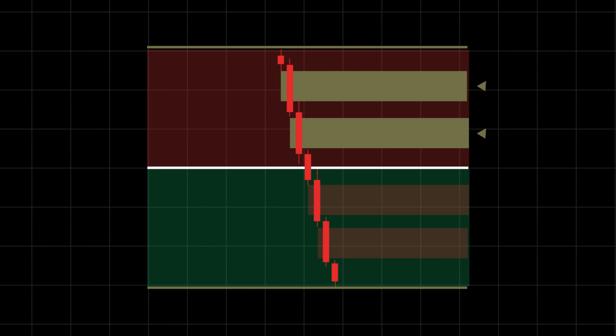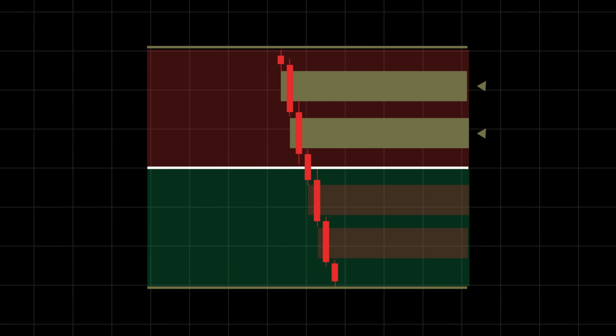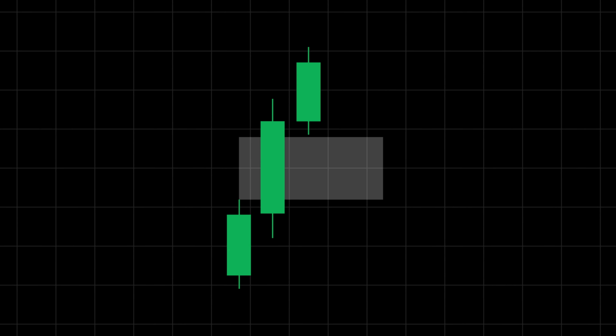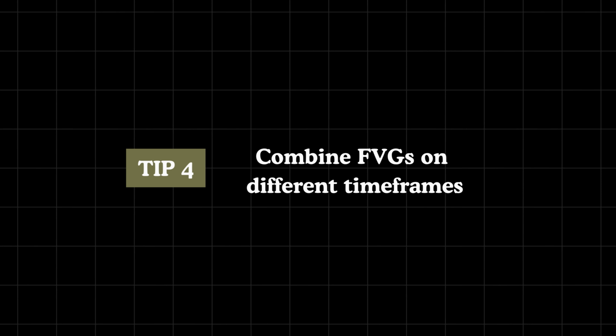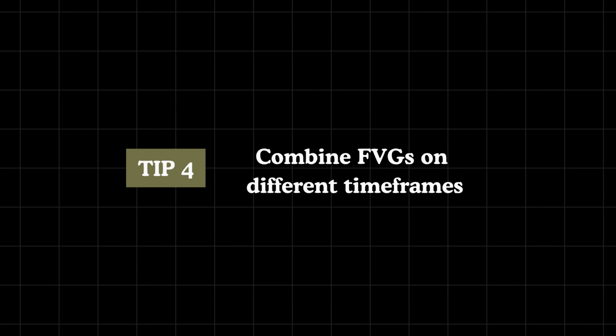Now we are moving on to some of the more advanced aspects, starting with our next tip. Now we're moving into some of the more advanced concepts, starting with a powerful tip, combining fair value gaps, FVGs, across multiple timeframes for more precise entries.